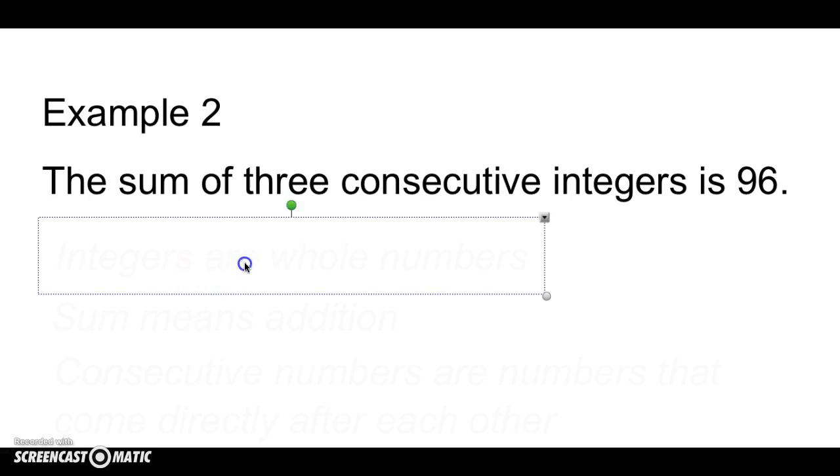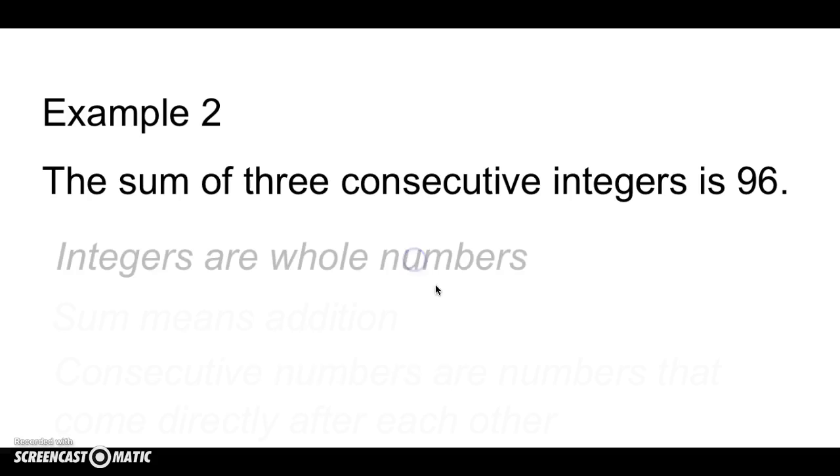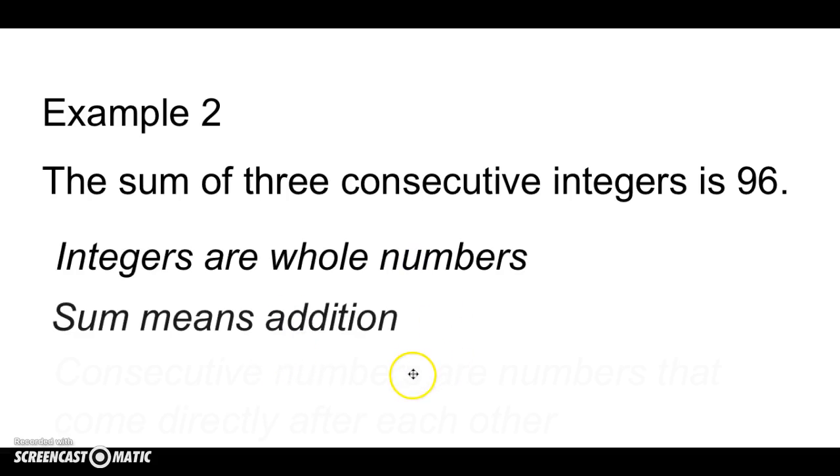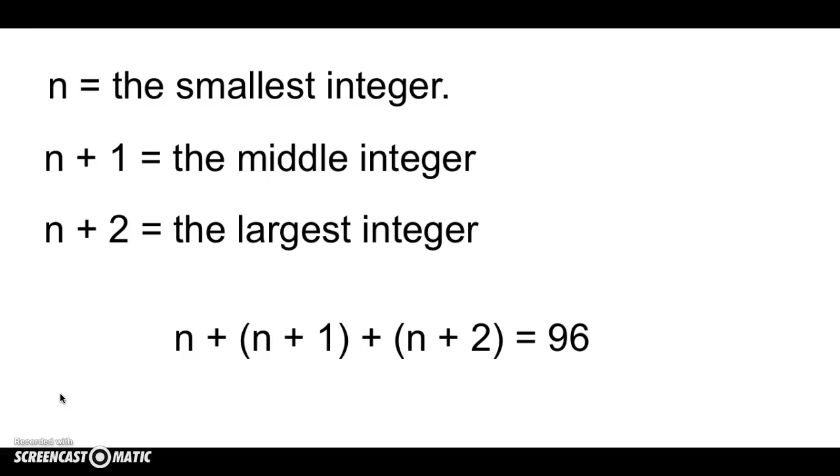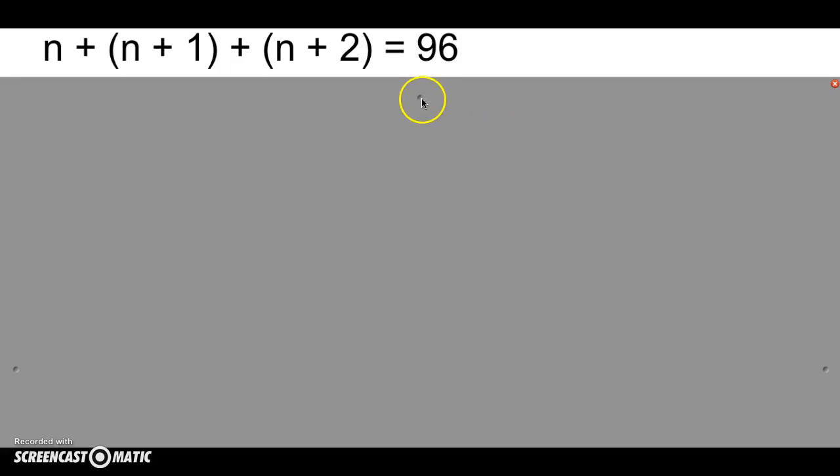First of all, integers are whole numbers or counting numbers. Sum means addition, of course, and consecutive numbers are numbers that come directly after each other. So then, taking n as the smallest integer, the next one would be n plus 1, and the third one would be n plus 2, giving us the equation n plus (n plus 1) plus (n plus 2) equals 96. Let's solve that together.